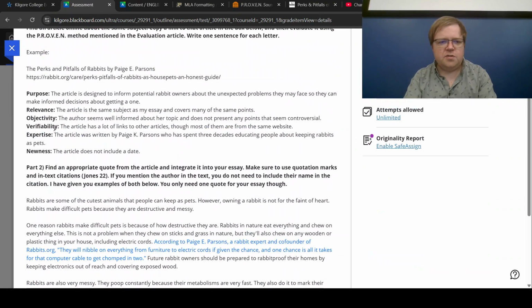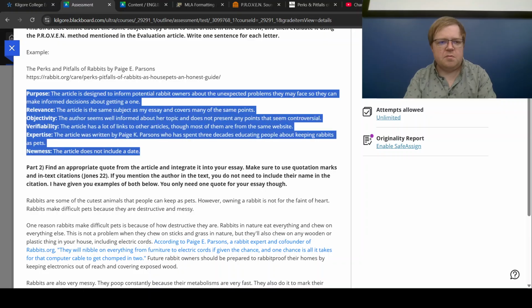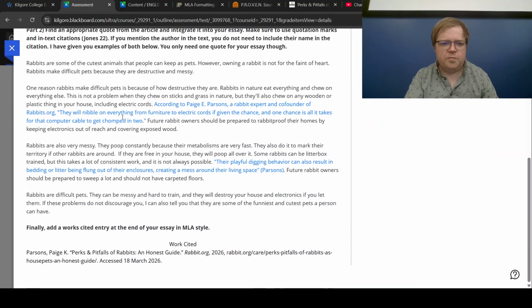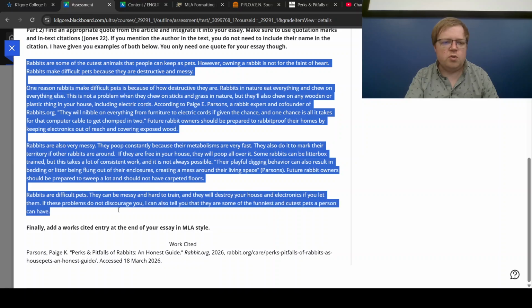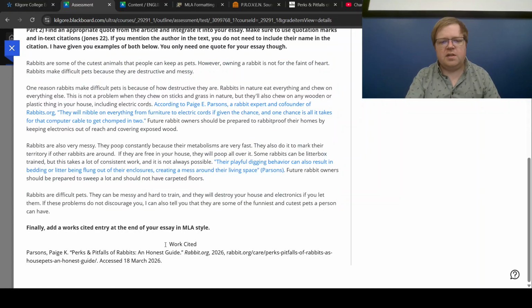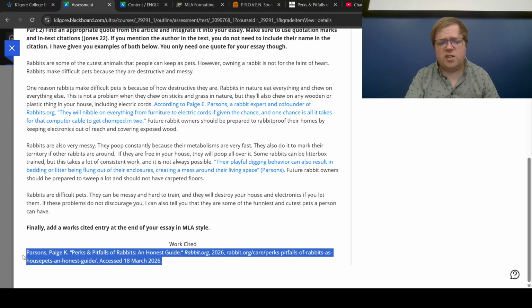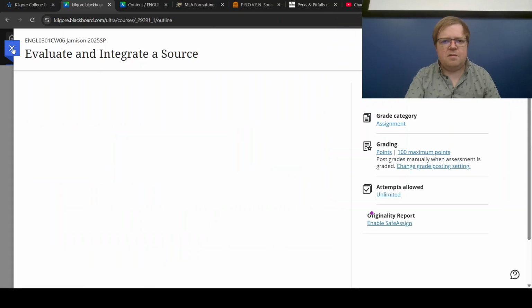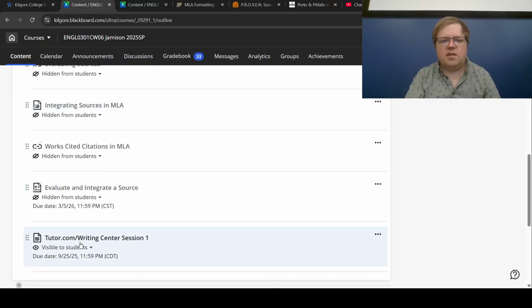So what you need for this, you need your provide method explanation of what makes your article credible. You need your essay from last time with 2 quotes in it from your article that you just found. And you need a works cited at the bottom. If it's not indented correctly and stuff, I don't really care about that. I just want all of the parts to be there. All right, once you've turned all of that in, you'll be done with this part for this week. And the last thing that you will need to do is this right here.